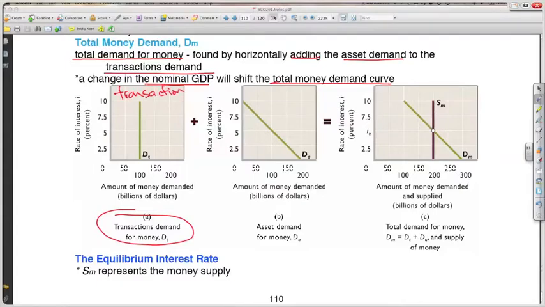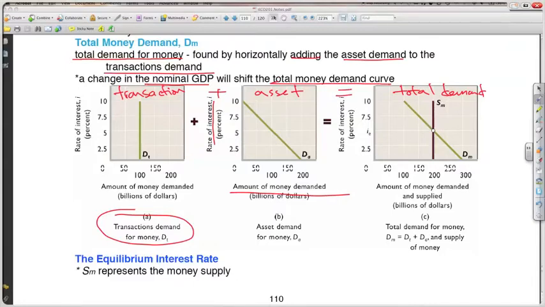Here, in this part, so here's our transactions demand. On the next one, we have our asset demand for money. Here you can see an inverse relationship between the amount of money demanded and our rate of interest. We add both of these together, and that's how we get our total demand for money. So our total demand is our transaction plus asset, which gives us total.